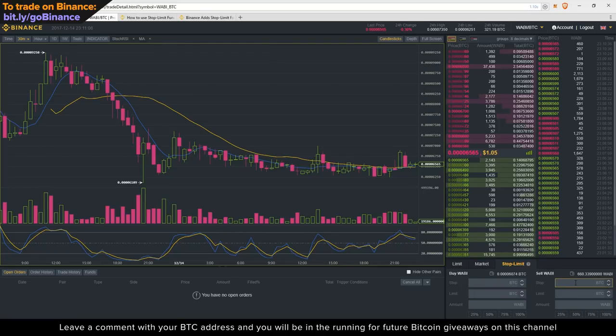If I wanted to sell YB through a stop limit order, I could set my stop price at, let's say, 7,000 sats. So I'll go 0.0007,000. I'll put in my limit at, say, 7,500. So what this means is that if the price comes up and reaches 7,000 sats, reaches my stop price, my limit order of 7,500 sats will be placed, and then that will function as a normal limit order.